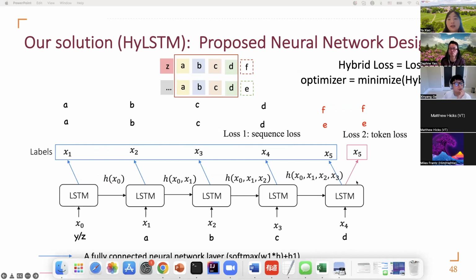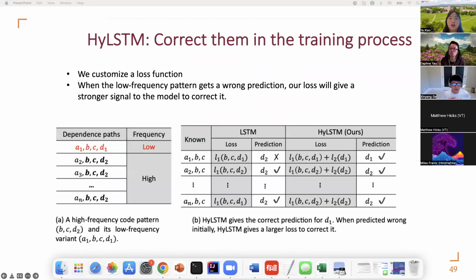Therefore, our solution is to add an extra parallel fully connected layer here to only accept the last token as a supervision signal. And the original fully connected layer is still kept here for the recurrent output of the entire sequence. This layer is used to tell the model the difference between two sequences, while this layer is used to keep the similarity between the two sequences. We combine the two layers to form a new hybrid loss function composed of the sequence level loss and the token level loss. In summary, we customize a new loss function. Intuitively, when the low frequency pattern gets a wrong prediction misled by the high frequency ones, our new loss function will give a stronger signal to correct it due to the extra part.